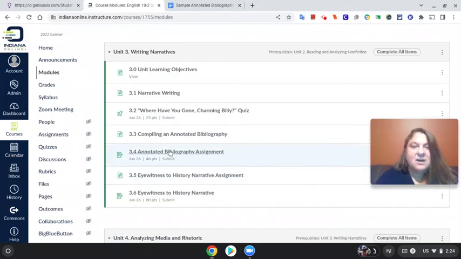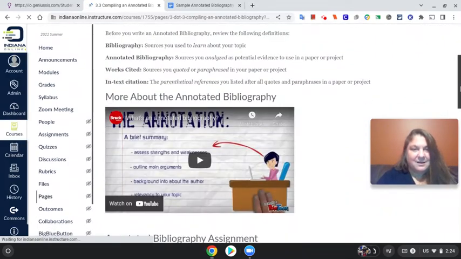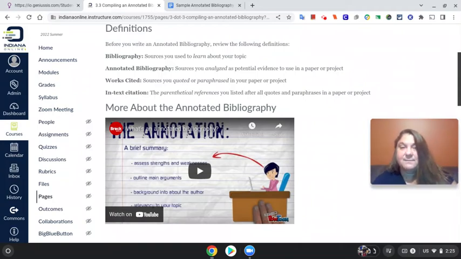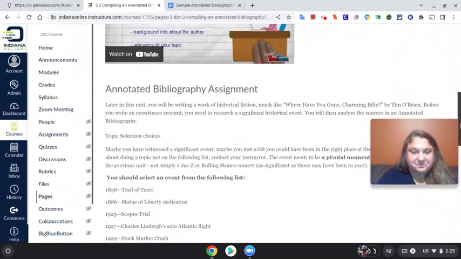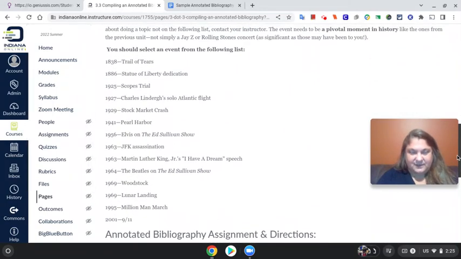Okay. So what you're going to do for the annotated bibliography assignment, first thing you're going to do is click on 3.3. Okay. And an annotated bibliography is a bibliography where you cite the sources that you're going to review, to help you learn about one event in history in this case, okay? And you're going to pick from a list that's below here, and I'll show you the list in a minute. And with the annotated bibliography, the first thing you're going to do is pick one of these events in history, okay?